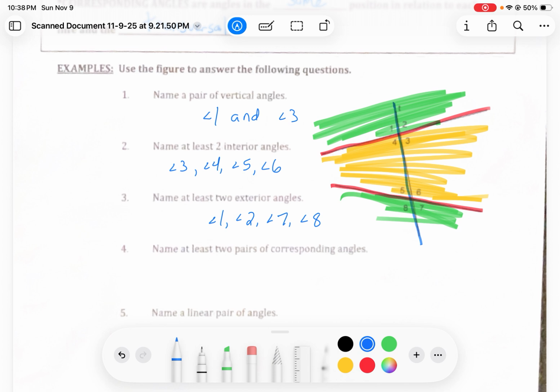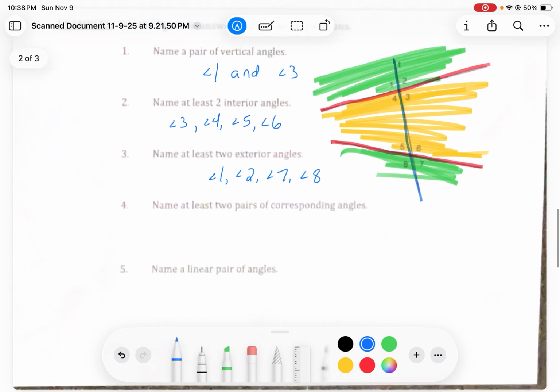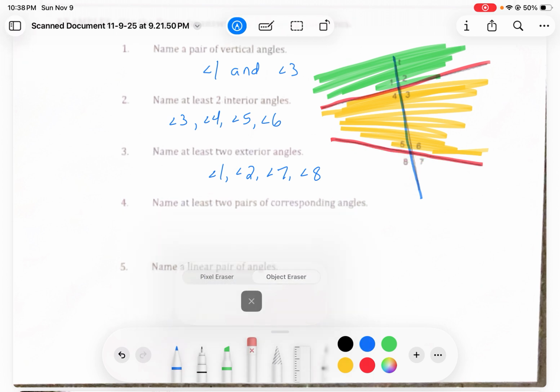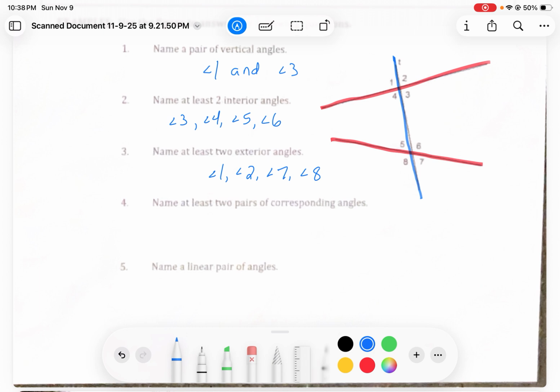I'm going to erase because the next part, the corresponding angles, don't really need to be interior or exterior. So I'm just going to get rid of the green and the yellow stuff. So name a pair of corresponding angles. I'm just going to pick one angle to start with. If we're looking at angle 6, do you see how angle 6 is right of the blue line and it's above a red line? The only other angle that's right of the blue line and above a red line is angle 2. So angle 2 and angle 6 are corresponding angles.